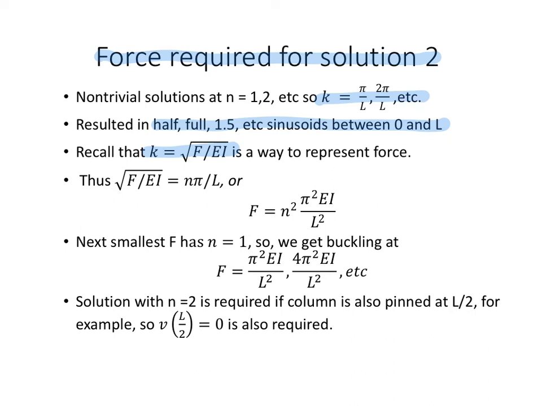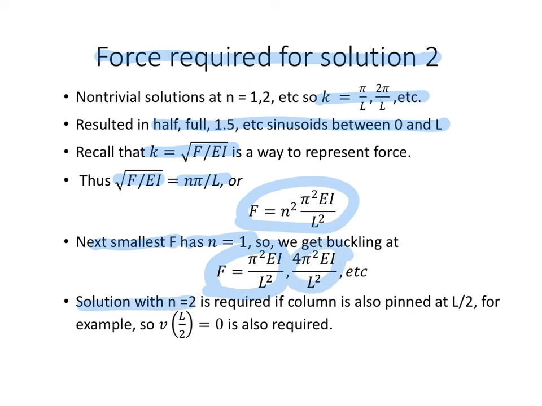And plugging in this value of kappa for the equation we had before, we see that kappa is n pi divided by L, gives us that F is n squared pi squared EI over L squared. So the smallest F, besides that for the trivial solution where it's 0, is at n equals 1. And so we get buckling at this value with n equals 1. We could also get buckling here.